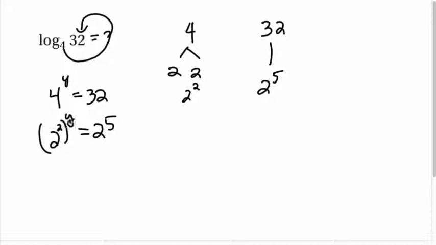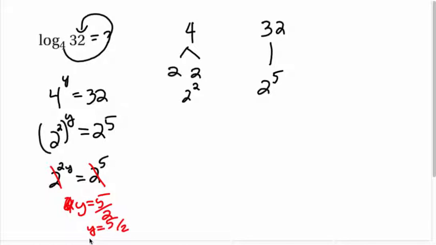I'm going to multiply these two exponents. So that's 2 to the 2y equals 2 to the 5th. Now that I have them in the same base, I can basically just cancel out the bases, and I get 2y equals 5. So I divide both sides by 2, and y is 5/2.